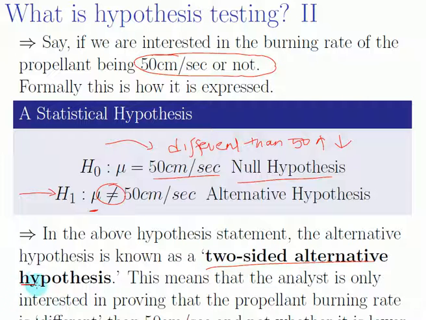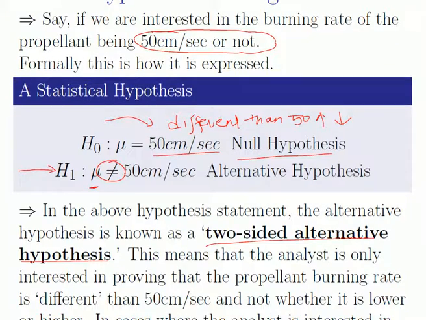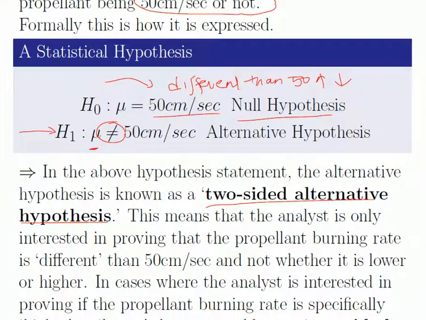So the analyst is really interested in simply proving that the propellant burning rate is different than 50 centimeters per second. If it is significantly different, and we'll talk about that in a second, you might have to reject the hypothesis that you have made. Your null hypothesis is always designated by H naught, and your alternative hypothesis is designated as H1. Let's now talk about the one-sided hypothesis.